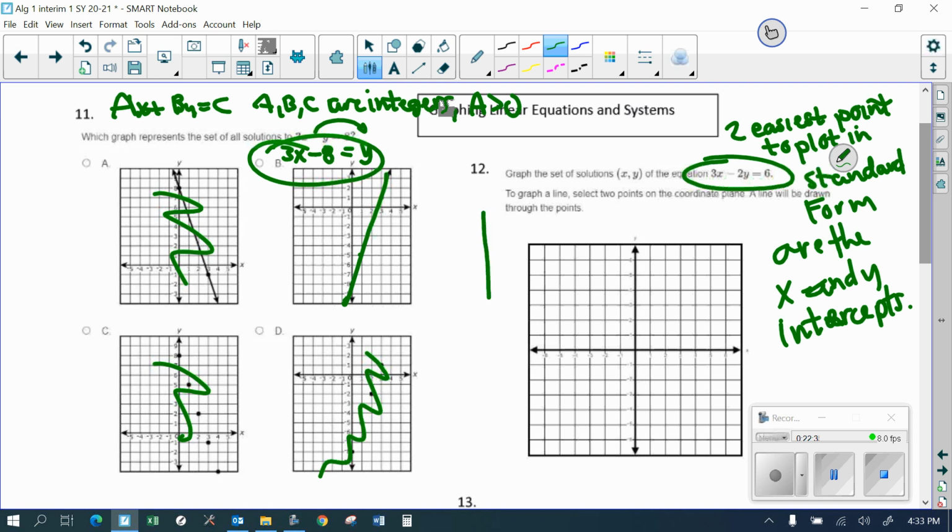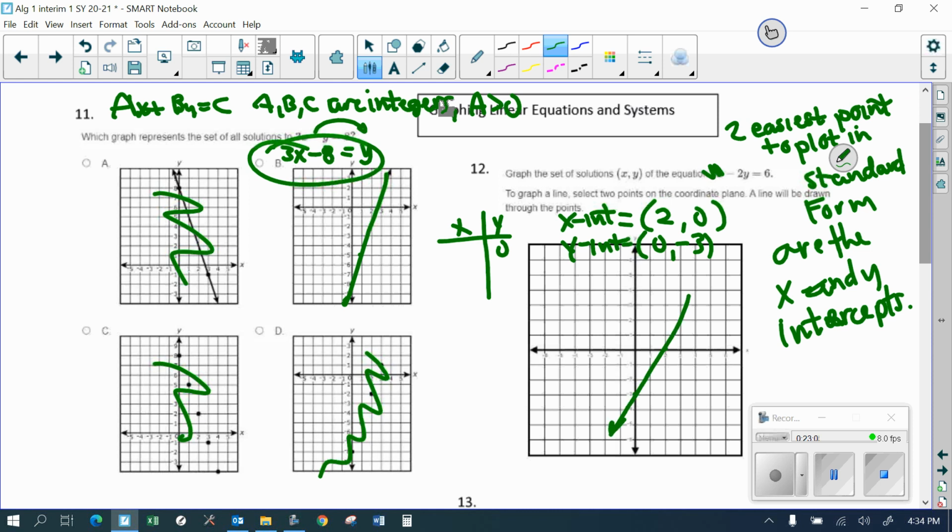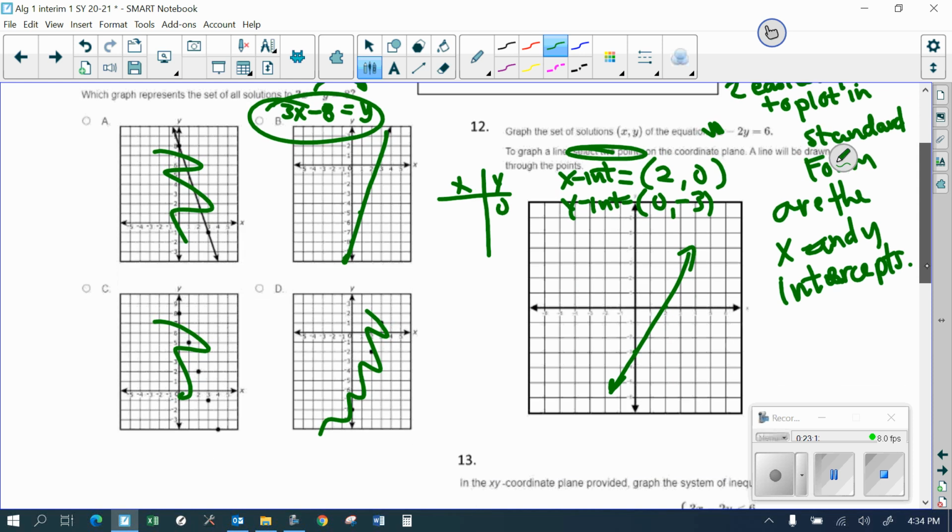So x-intercept is when y equals 0. If y equals 0, cover up the y, it's gone. 3x equals 6, x equals 2. That's the x-intercept. The y-intercept is when x equals 0. Plug in 0 for the x, so that's gone. Negative 2y equals 6, y equals negative 3. So (2, 0) I'd pick, and (0, negative 3) I'd pick. And then it would connect the line for you. And there's your line. Those are the 2 points we're going to pick, the x and y intercepts. Should be easy.